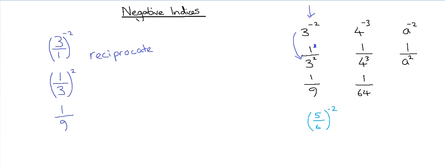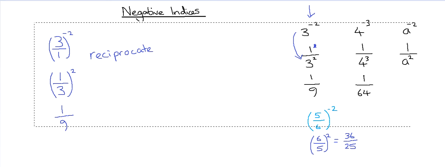Okay? So if we get a more complicated number like this, we reciprocate, and that actually removes this negative power. So 6 squared is 36, and 5 squared is 25. But unless you realize actually what is happening, these questions are really complicated. Now, I'm going to just get rid of all of this again.